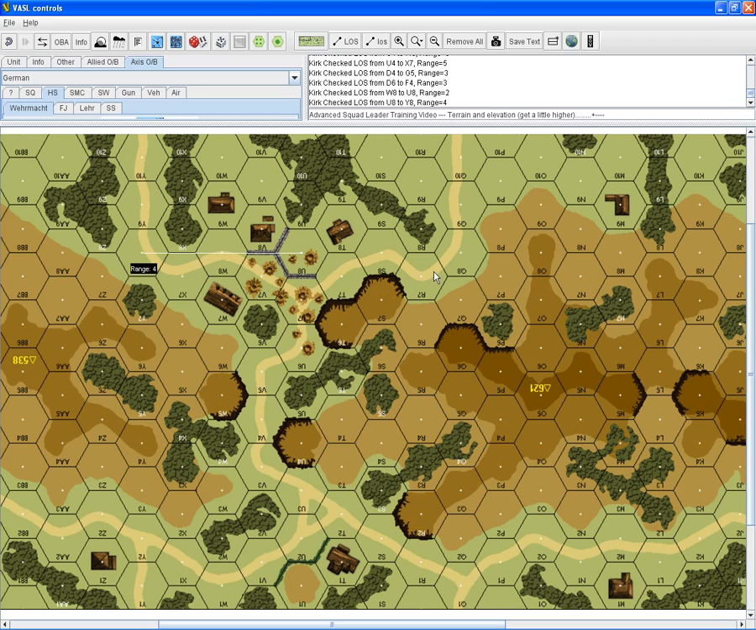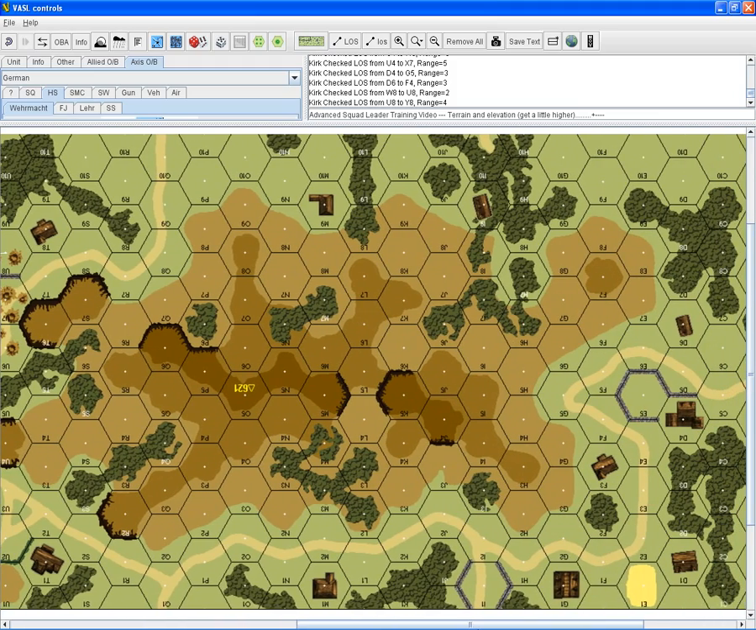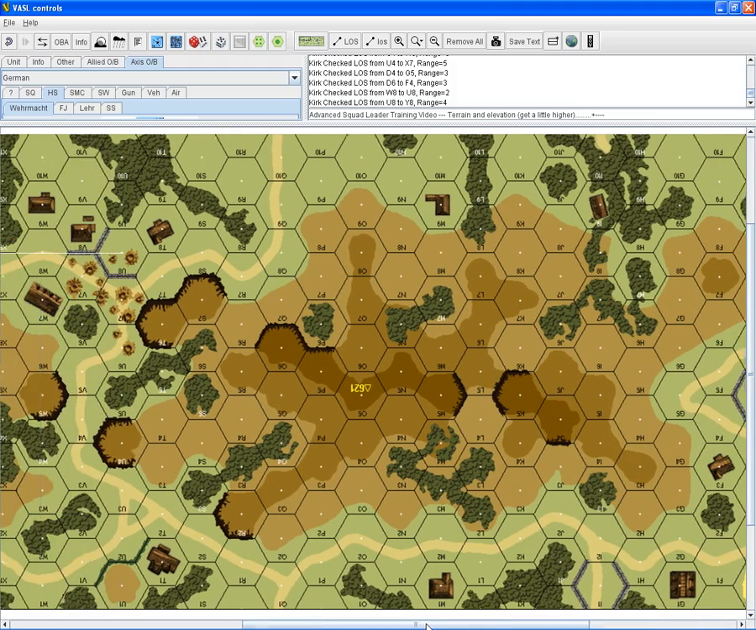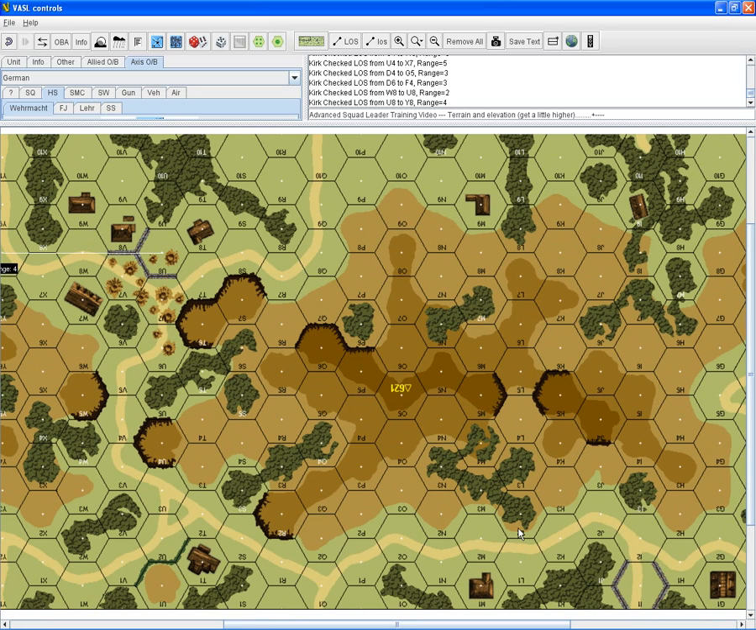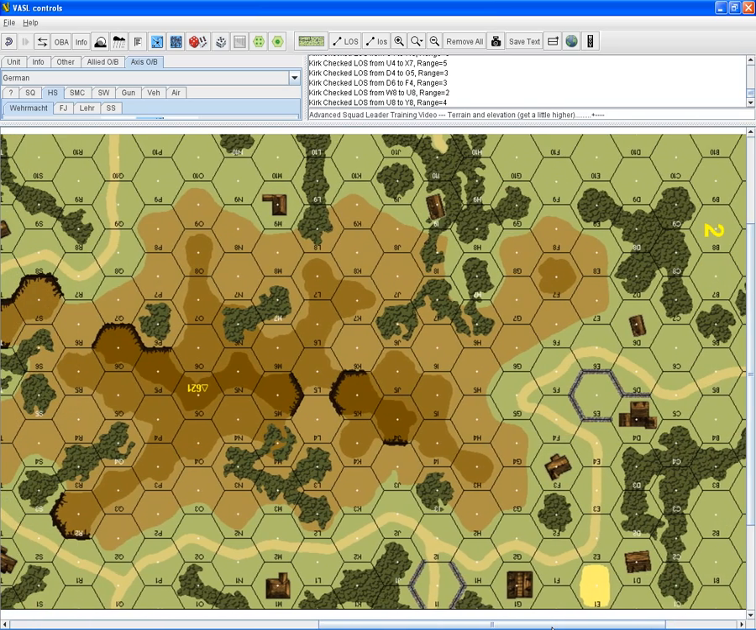See if I can find a couple more good ones here, some tricky little line of sight things. I'm sure there's some people out there going, yes, this is really good, and other people going, no, I understand all this. But for these people who are new to ASL, always going over these line of sight issues is always a good thing.